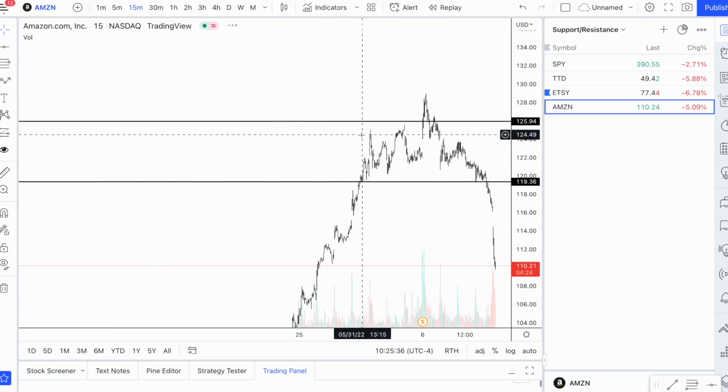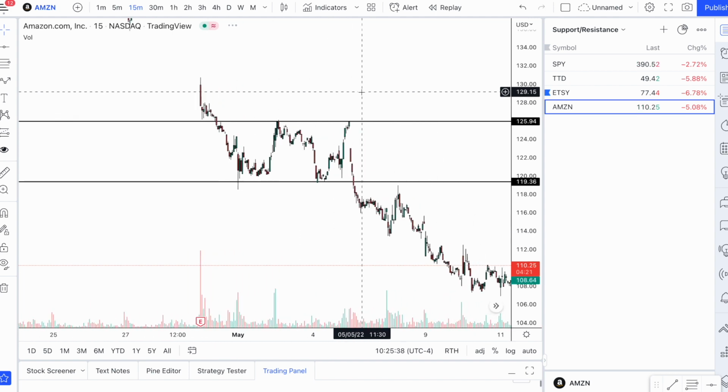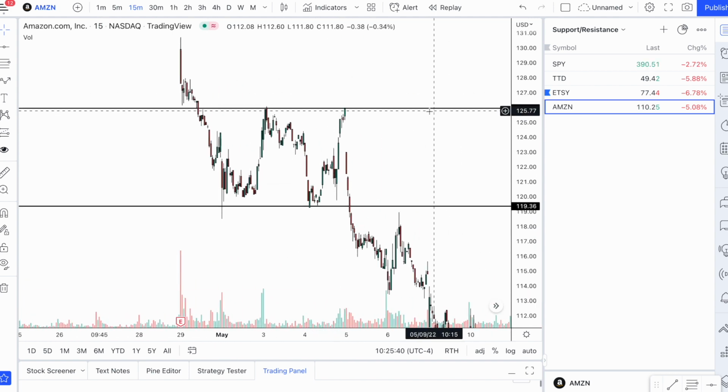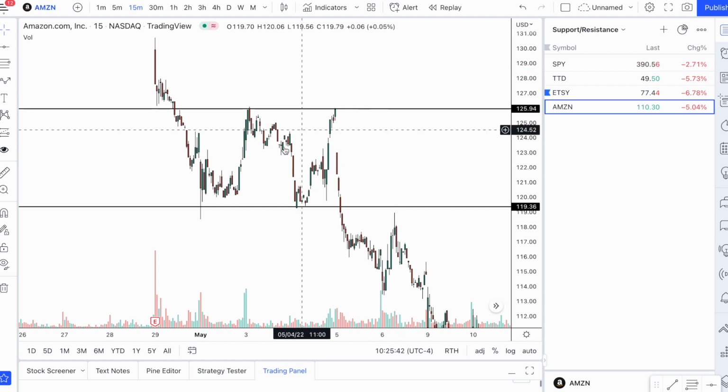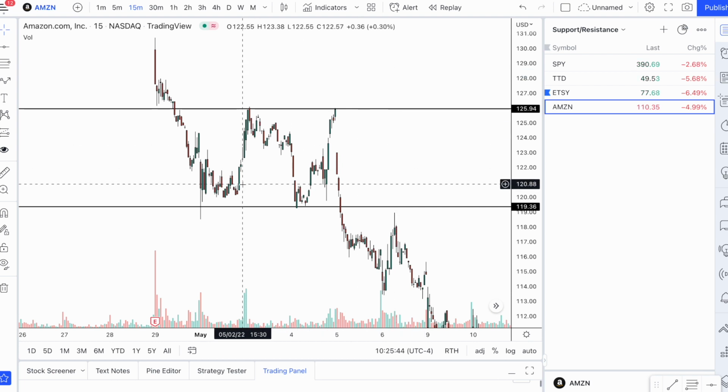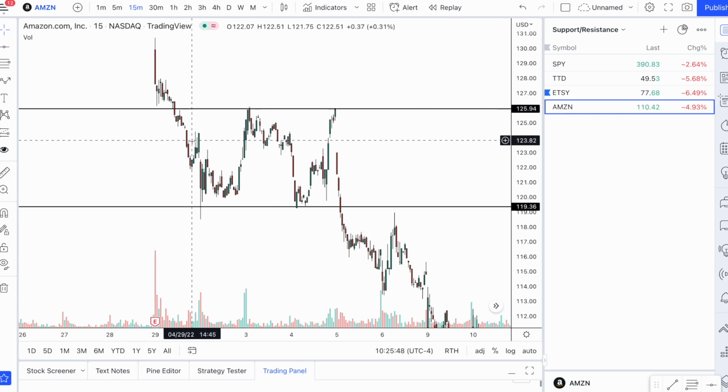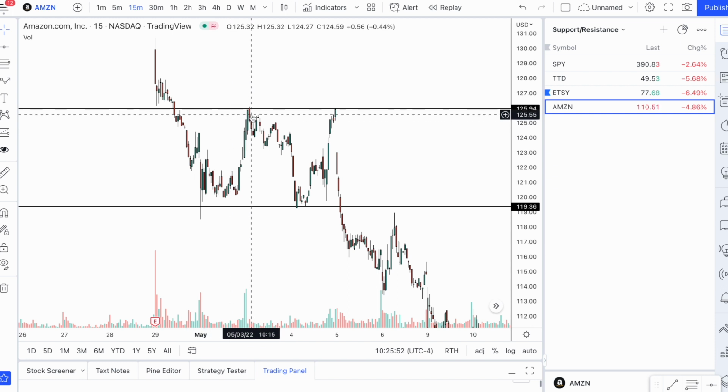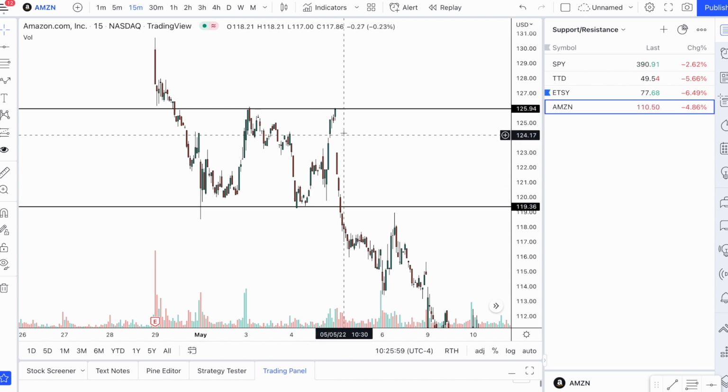So if I go on the smaller time frame, look at Amazon back here. One thing you'll notice is that previous support levels become resistance and previous resistance levels become support. So you can see here we had a little bit of support and then it broke down, found more support here at 119.36. We came back up. That previous support at 126 ended up being resistance. Found more support at 119 as well, back up to 125.94 and then lower.